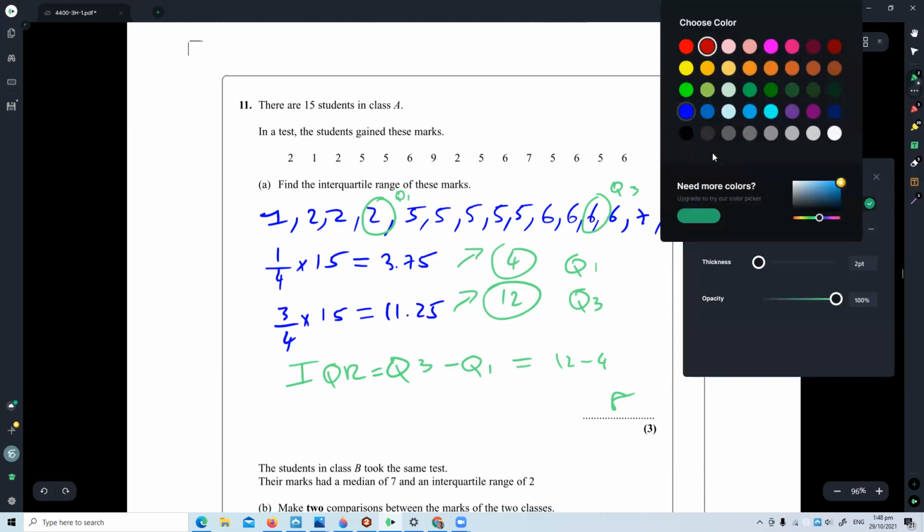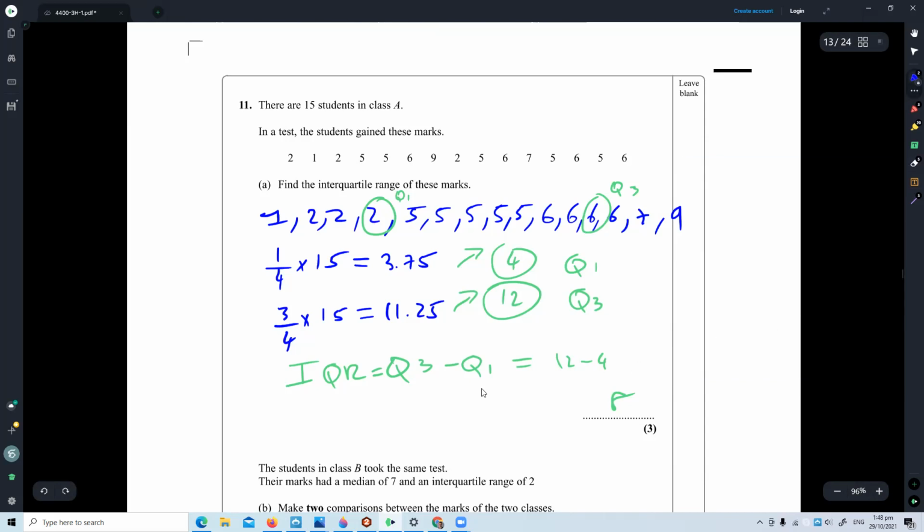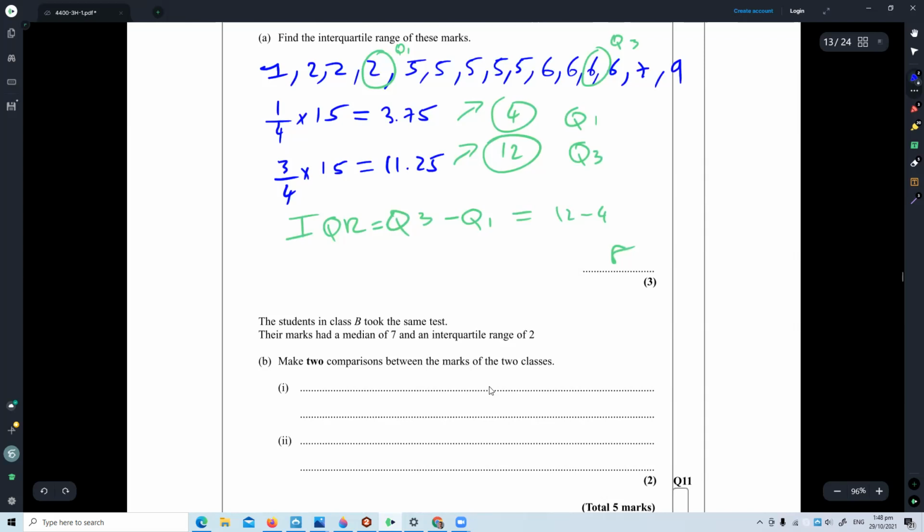And I'll take my pen back here. Okay, so let's see, what am I going to do next? So 8 should get me some good marks. The students in the B class took the same test. Their marks had a median of 7 and an interquartile range of 2. So the median is 7, the IQR is 2. So 2 comparisons. Here the median is the number in the middle. It's 15 students, so it's the 8th number, right? So 4, 5, 6, 7, 8. This is the median here. So the 8th value.